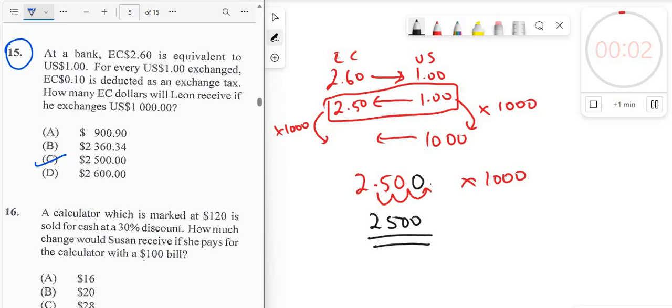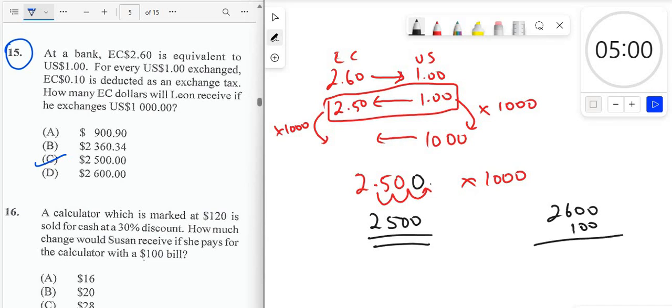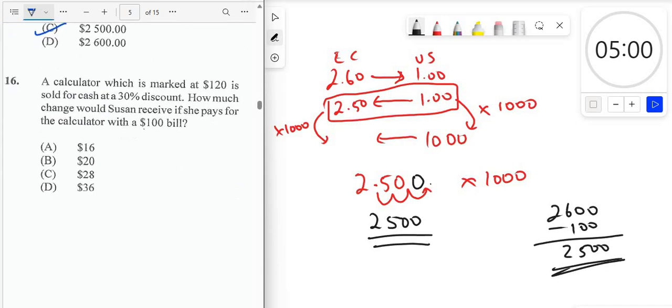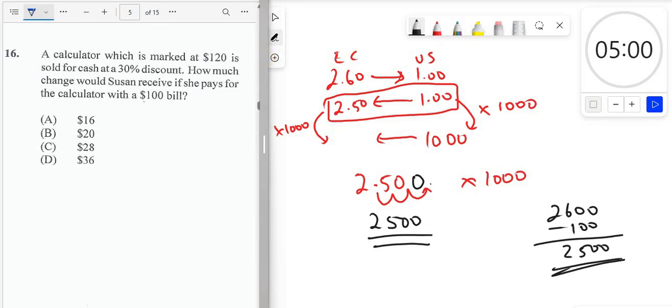That's going to be the solution. Just remember that you really should be getting $2,600, not the 2,500. But obviously they take out 10 cents per dollar, which is really $100 coming out of your money. So you're really getting $2,500. All right. Okay. So question 16.